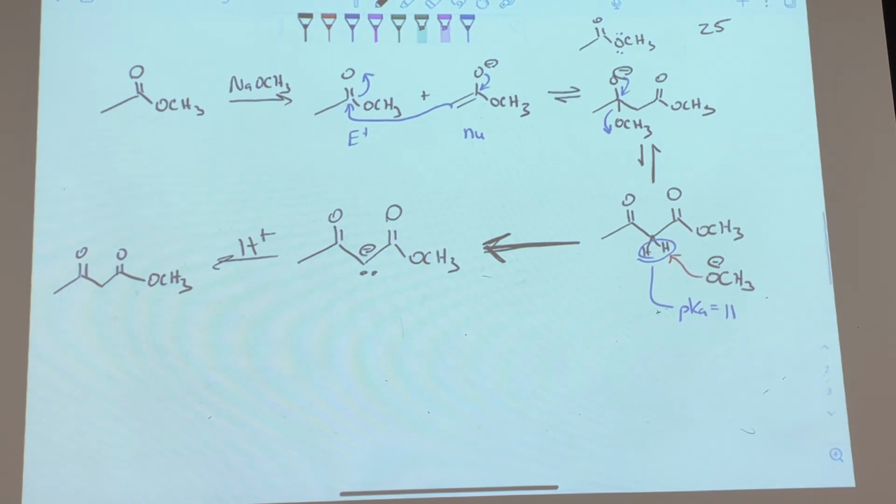And this mechanism does have some specific implications on how the reaction can be run. Because this is the driving force of the reaction, if you don't have enough alpha protons, if you were to do this reaction and you ended up without any alpha protons here, the reaction is not going to work.